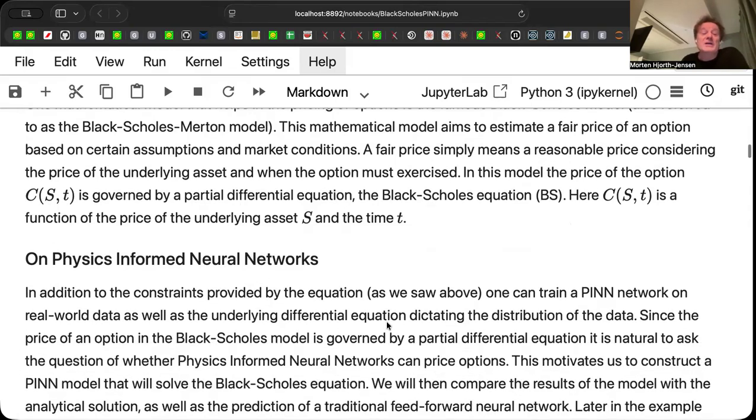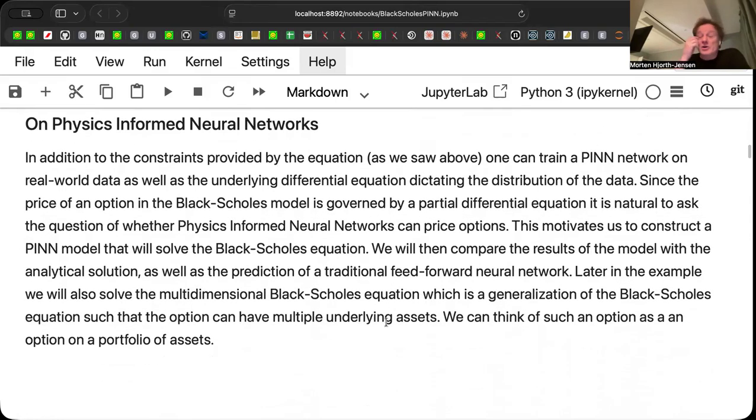And we are going to see that pretty soon now. So in addition to the constraints which are provided by the equation, you can then train a PINN on real-world data. One of the problems here is that if you want real data, unfortunately, you often have to pay for it. But there are simpler data sets which we can set up if you want to use this as a framework for project number one, or even for a full semester project.